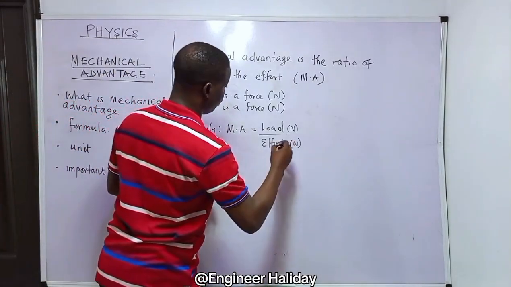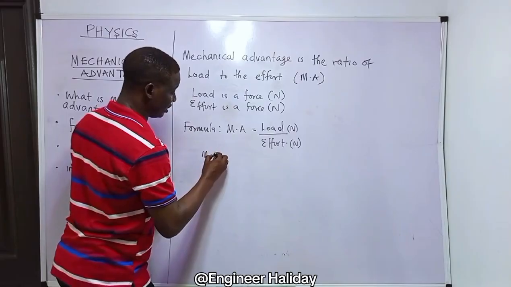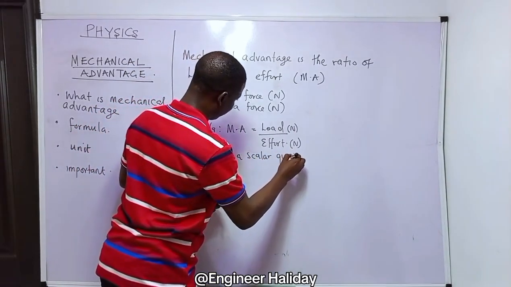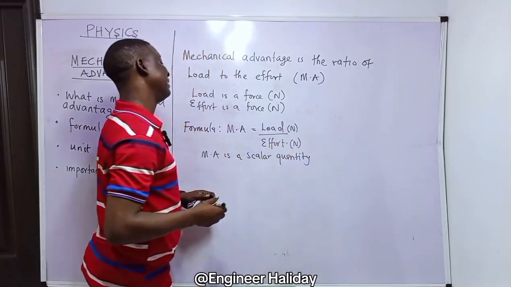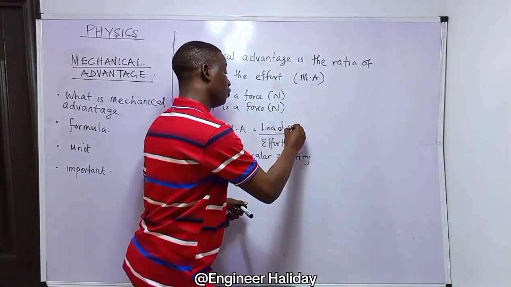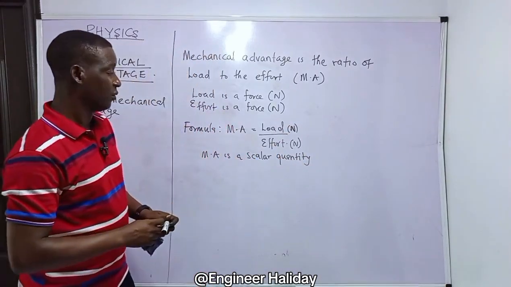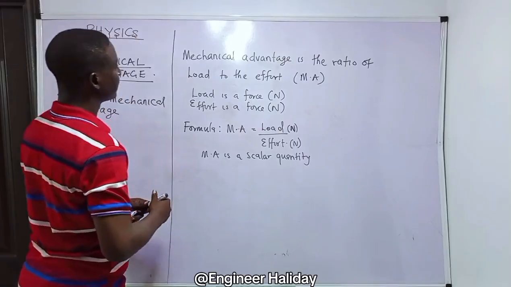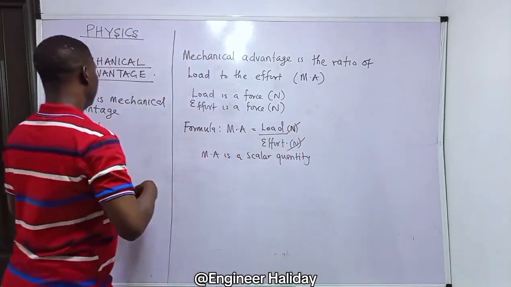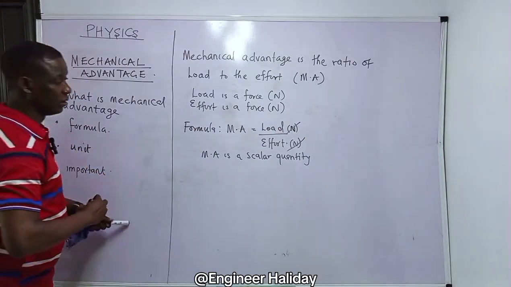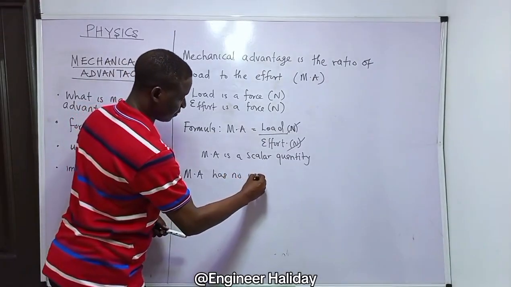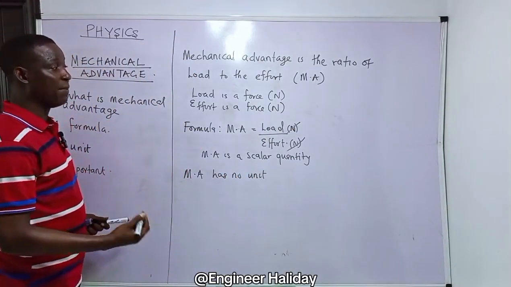So Newton will cancel Newton. Don't forget, mechanical advantage is a scalar quantity because it is only represented in numbers, in the sense that if Newton cancels Newton, it will become no units attached to it. So it's a scalar quantity. Another thing we want to look at is that if Newton cancels out Newton, you end up not having units. So mechanical advantage has no unit. It also means that it's dimensionless.